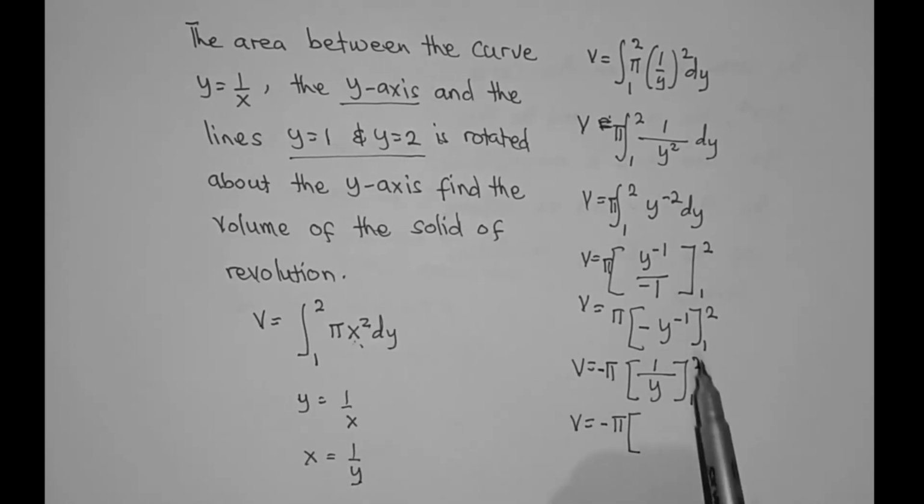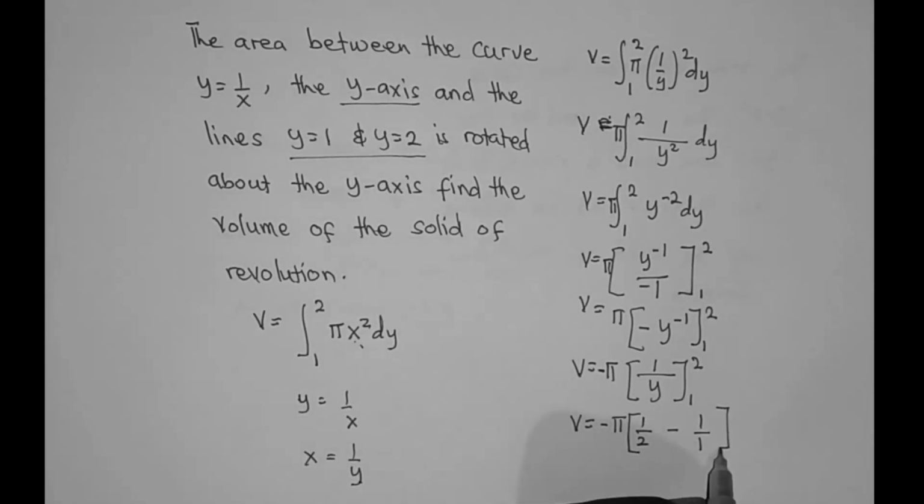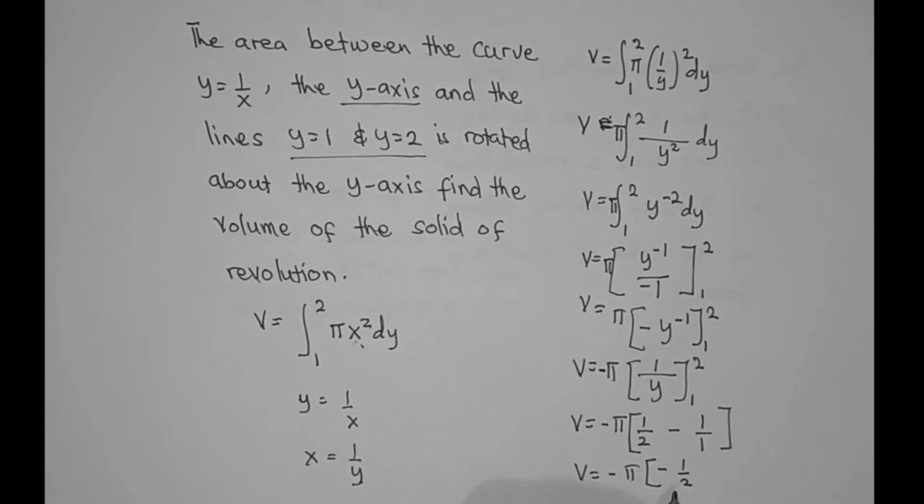Then now let's put in the limits. So this becomes 1 over 2 minus 1 over 1. So 1 over 2 minus 1 over 1 is the same as 1 over 2 minus 1, which is minus 1 over 2. And then this is equal to minus pi times minus 1 over 2, which is pi over 2. And this is in cubic units.